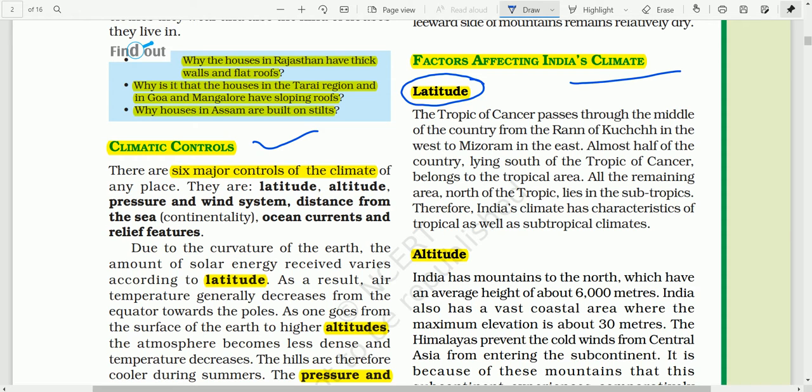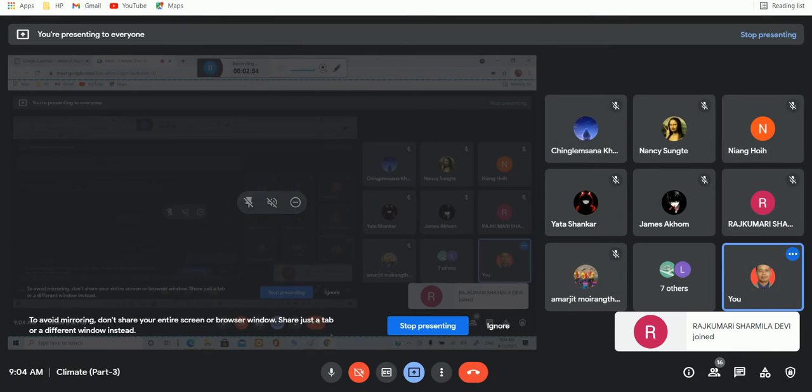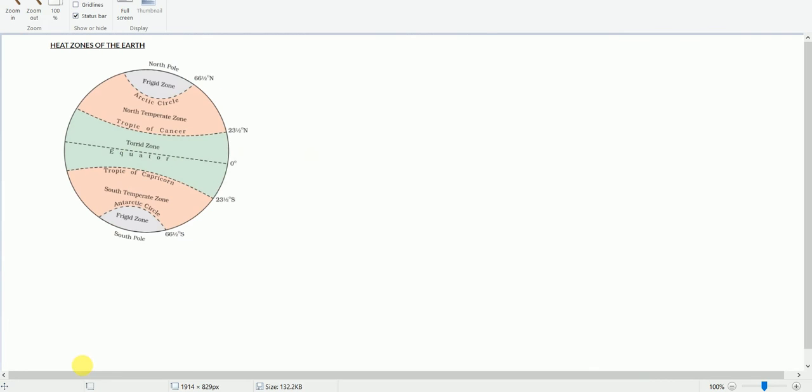Okay, so let us read the text here. The Tropic of Cancer passes through the middle of the country, from Rann of Kutch in the west to Mizoram in the east. Almost half of the country lying south of the Tropic of Cancer belongs to the tropical area, and all the remaining area north of the tropic lies in the subtropics, and therefore India's climate has characteristics of tropical as well as subtropical climates. Now let us see this diagram.